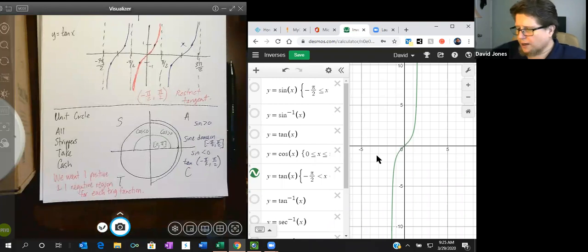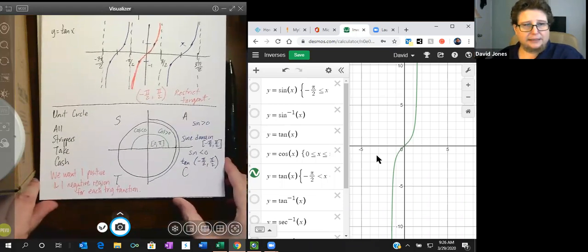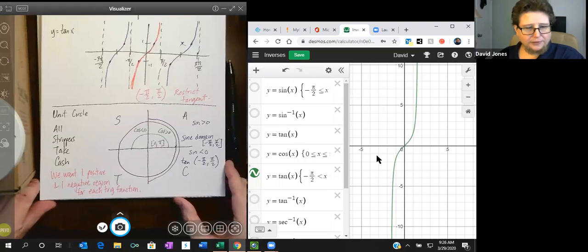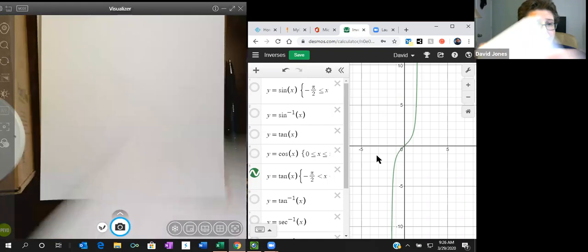So we just want one positive and one negative region for each trig function. The unit circle can help you find it really easily. And it makes memorizing it a lot easier, to be honest. If you understand what's happening, it's easier to understand. All right. Pause this if you need this up longer.